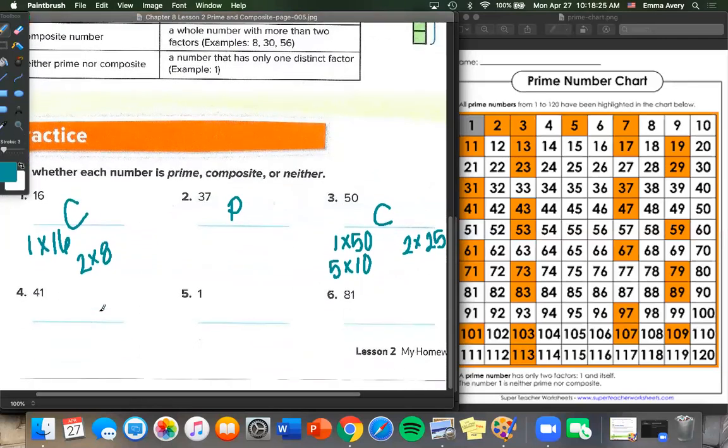All right, down to 41. Well, there's 1 times 41, but I can't think of any other factors. So, yep, let's check. It is prime. What about 1? We always know 1 is neither. It's neither prime nor composite. What about 81? Well, we know 1 times 81. We also know 9 times 9, so this one must be composite. Let's check. Yep, it's not highlighted.